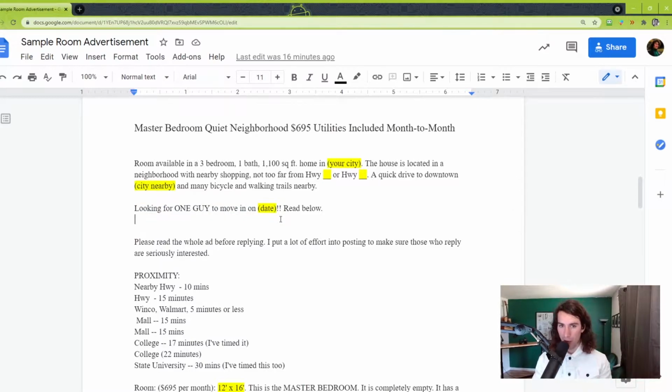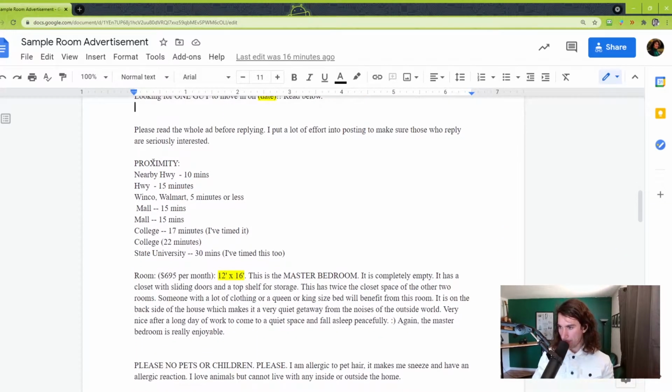You want to make sure these are really specific, because the last thing you want is ambiguity. You don't want someone saying, "Oh, can I move in now?" Well, no, the ad's for the first of the month, which is a month from now. So you want to make sure that's really, really specific. I always say this is super important. Please read the whole ad before replying. Keep that on there. I would keep all this.